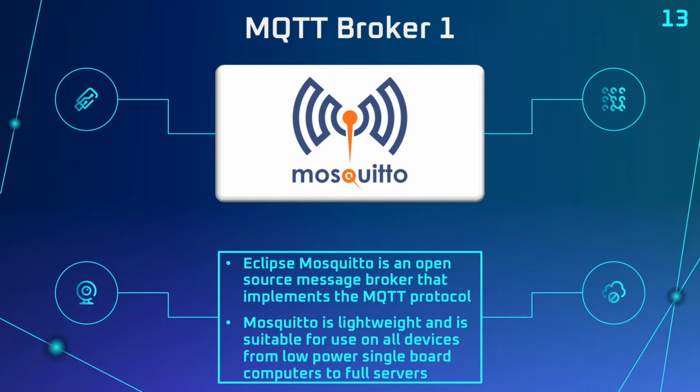This is the first broker. Eclipse Mosquitto is an open source message broker that implements the MQTT protocol. Mosquitto is lightweight and is suitable for use on all devices from low-power single-board computers to full servers. I have chosen this broker to do packet fuzz testing, and the main reasons why I chose it are because it's known to be one of the most popular MQTT brokers, it's simple to use, flexible, and has low restrictions.